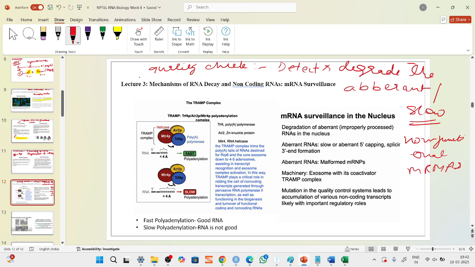Whenever these things happen, TRAMP trims the poly A tails of the RNAs, and then exosomes come and start the degradation of that particular marked mRNA. Okay, so this is what you have to understand more. I hope this is clear to you.